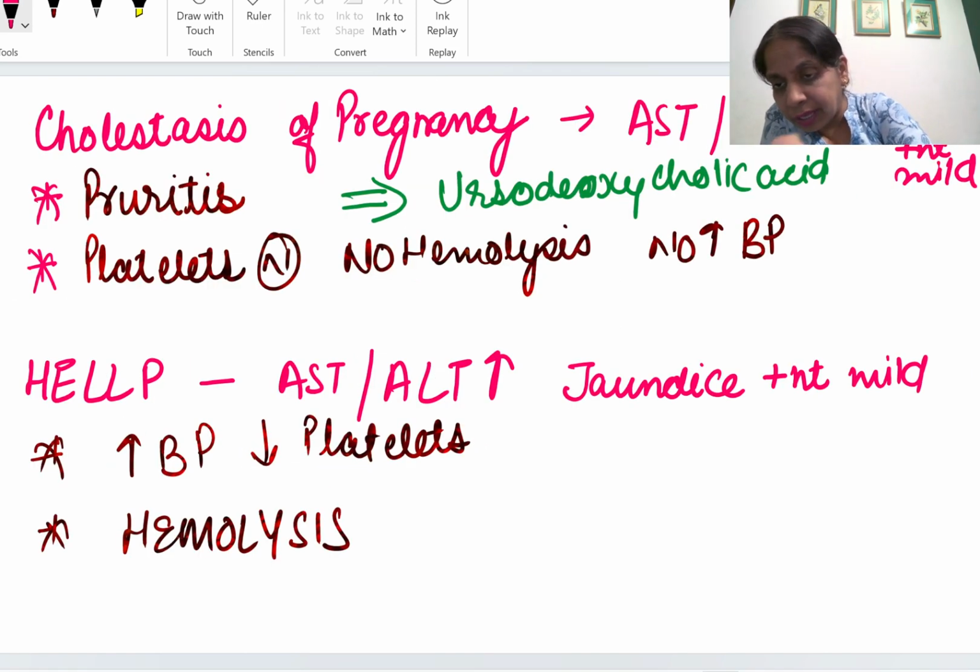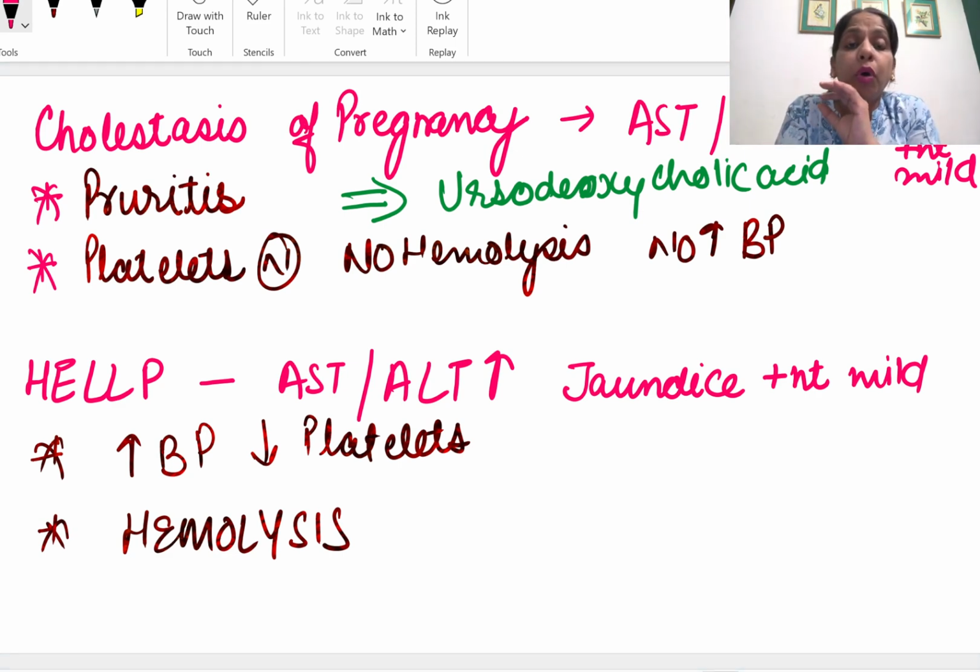I think we are on the last slide. Yes, cholestasis of pregnancy or HELLP. In both of these, AST and ALT increase, liver enzymes increase, and jaundice is present. But how will you differentiate? In cholestasis of pregnancy, the patient comes with pruritus.